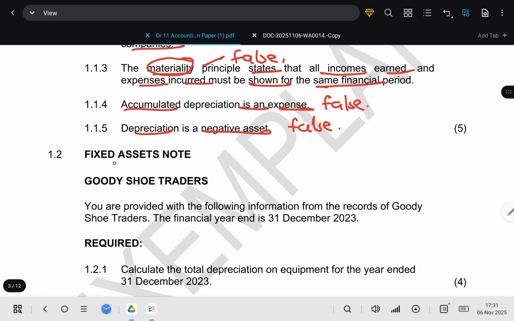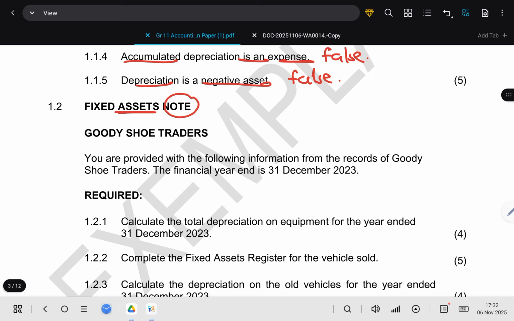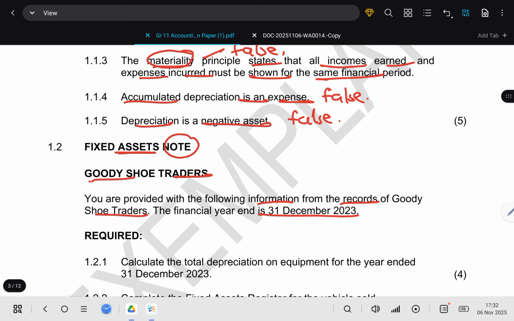Now here they're saying we are going to do the fixed asset note. This note, guys, is very important. It consists of around 20-25 marks. So you need to make sure that you are able to calculate what the examiner will require from you. Okay. Now here they're saying the name of the business is Goody Shoe Traders. You are provided with the following information from the records of Goody Shoes Traders. The financial year end is 31 December 2023. Very important for us to know that our year will start on 1 January 2023 and then end on 31 December 2023.